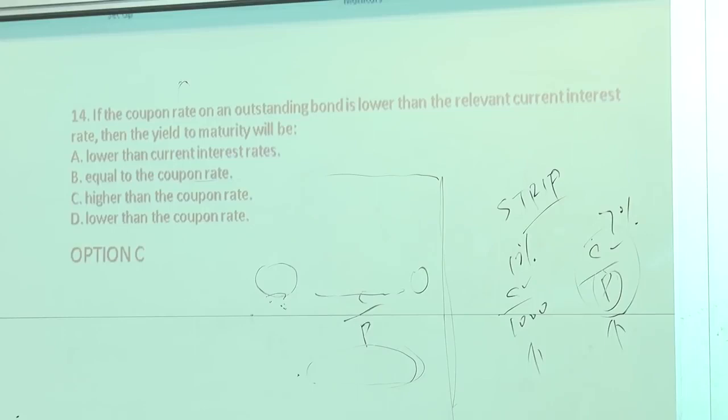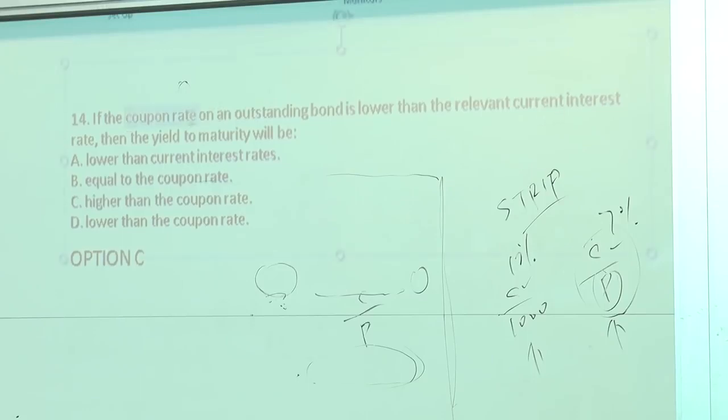If the coupon rate on an outstanding bond is lower than the relevant current interest rate, what would that be? So the coupon rate is lower than the current interest rate. That means the bond is selling at a discount, right? And discount means the yield to maturity should be greater than the current yield.